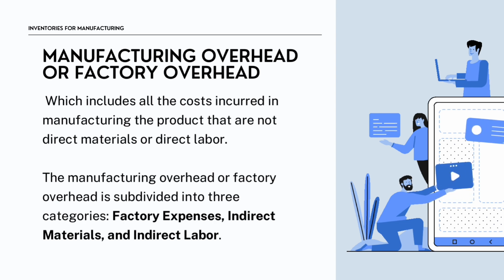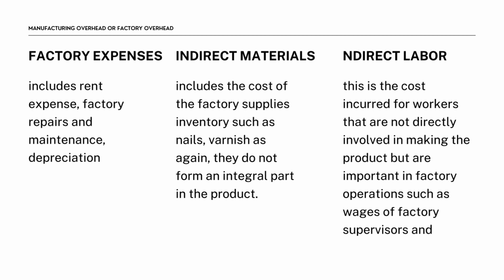The manufacturing overhead or the factory overhead is subdivided into three categories: the factory expenses, the indirect materials, and indirect labor. For the factory expenses, it includes rent expense, factory repairs and maintenance, and depreciation expense. Next is the indirect materials, which include the cost of the factory supplies inventory, such as nails and varnish, as again, they do not form an integral part of the product.